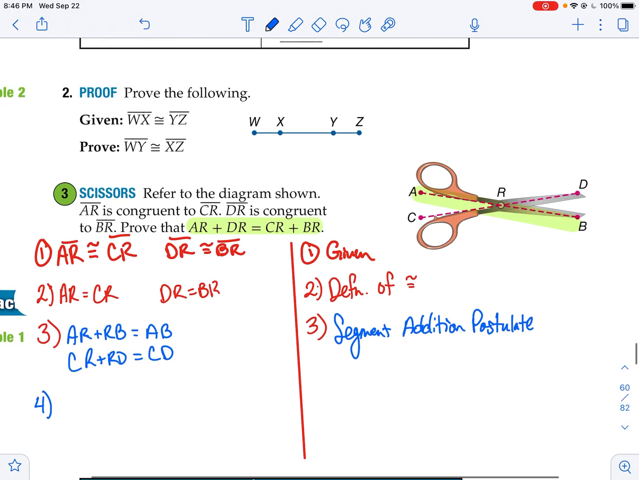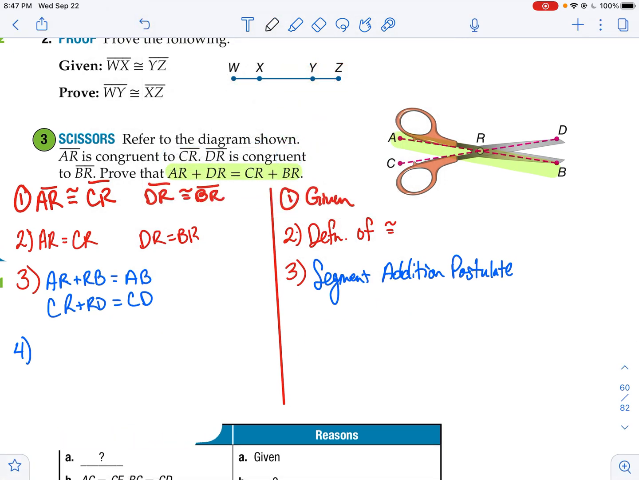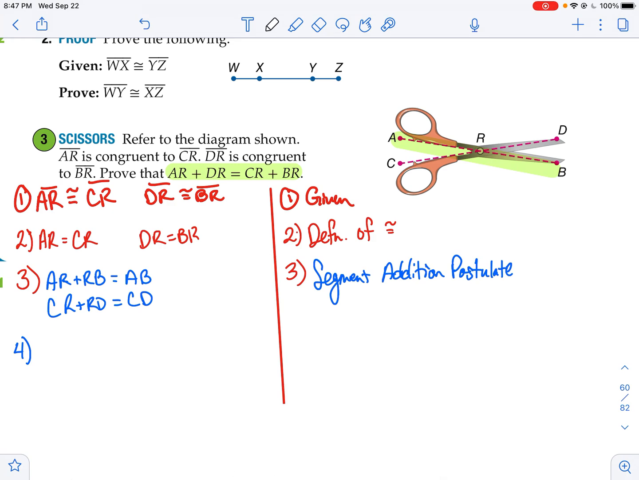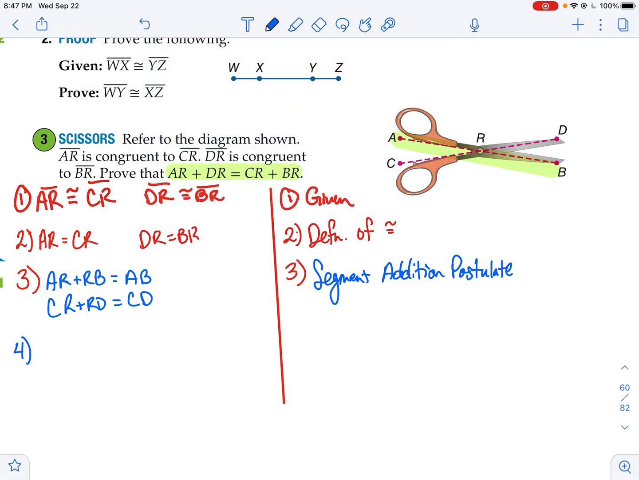Then the last thing I have to do, since there's nothing really left to do here, I need to check if I can substitute any known values in from earlier. Can I look at step 2 and substitute anything from step 2 in? Well, I know that AR equals CR. I know that DR equals BR. And I want to get AR plus DR equals CR plus BR.